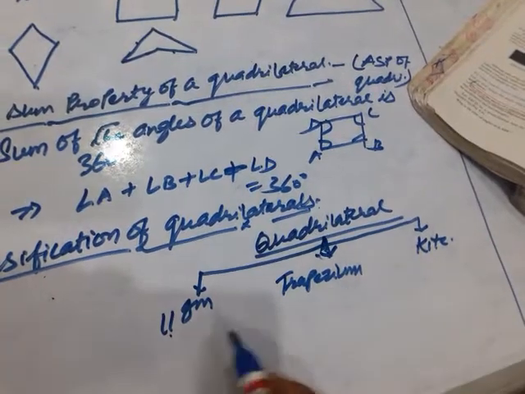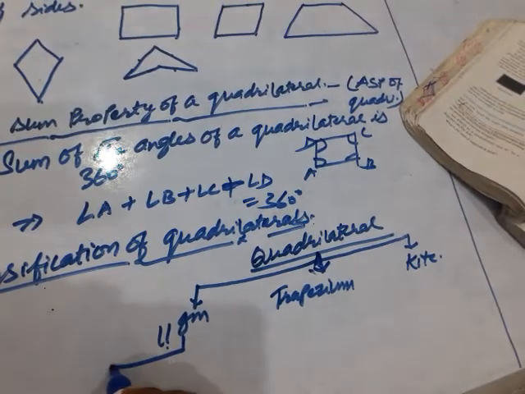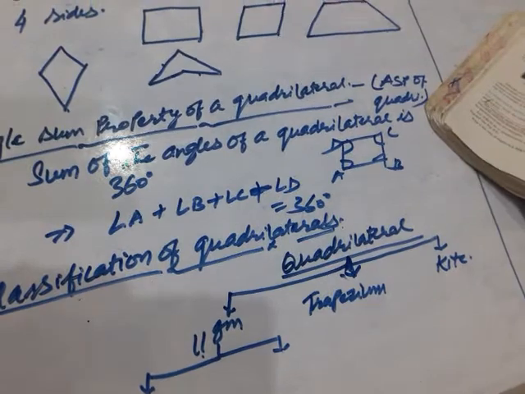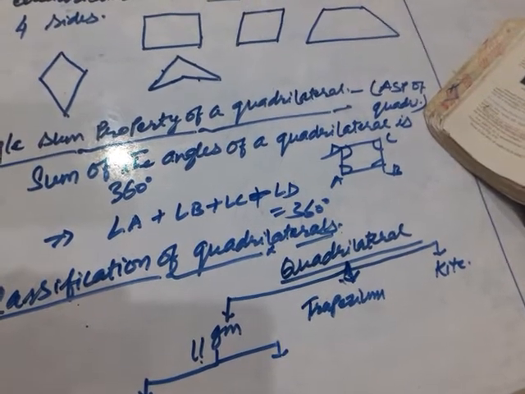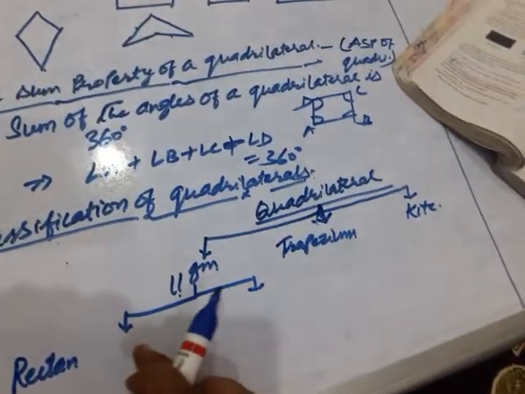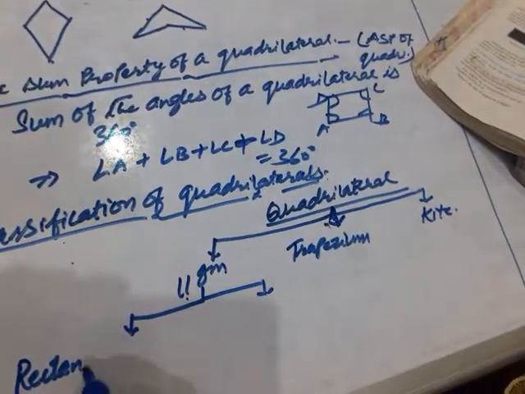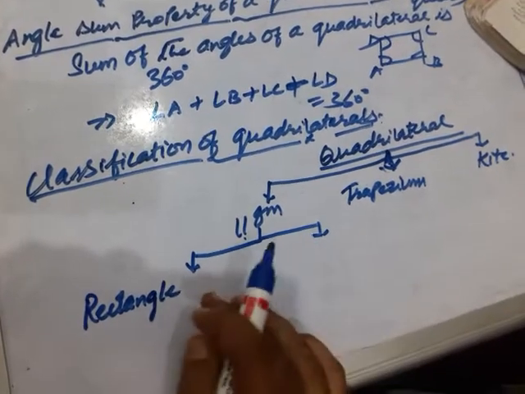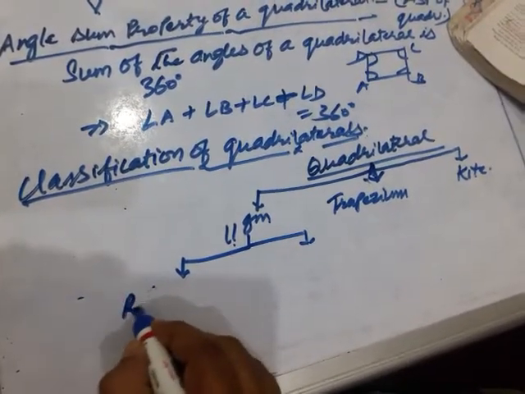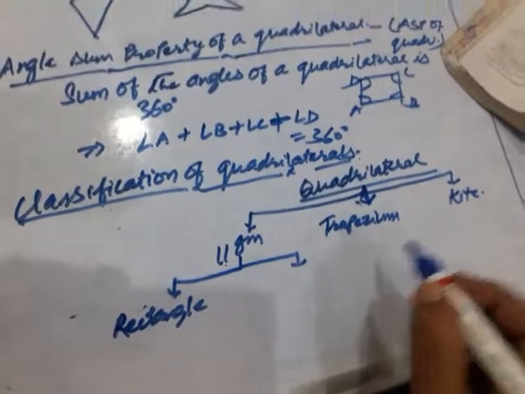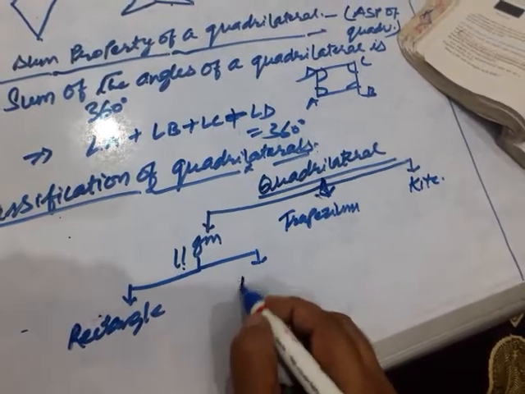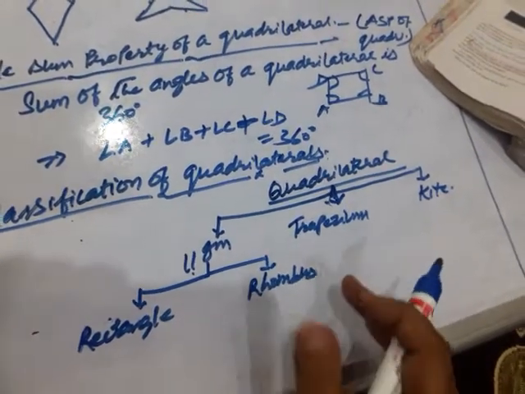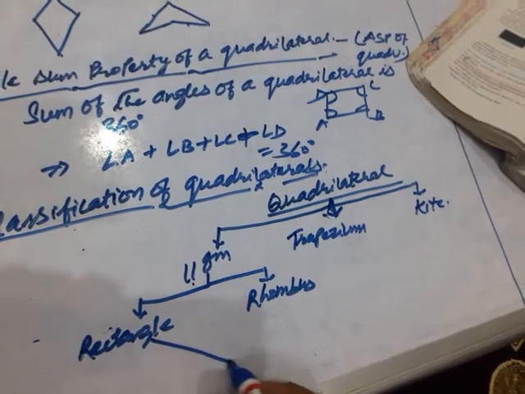Now, children, this parallelogram is further divided into two parts. What are they? The parallelogram is further divided into rectangle and rhombus. So this is the quadrilateral, these are parallelogram, trapezium and kite, and the parallelogram is further divided into rectangle and rhombus.